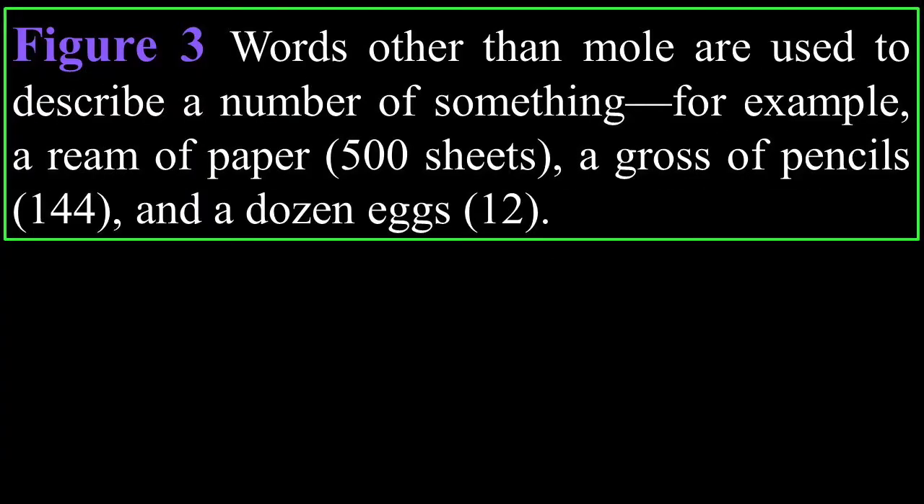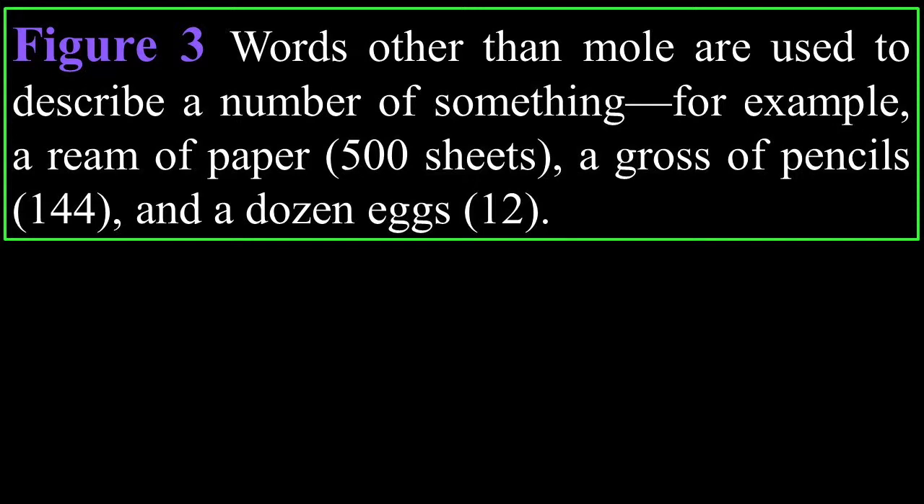Words other than mole are used to describe a number of things. For example, a ream of paper is 500 sheets. A gross of pencils is 144. That's 12 times 12, by the way. A dozen eggs is 12. So, how many other ways can you think of organizing matter?